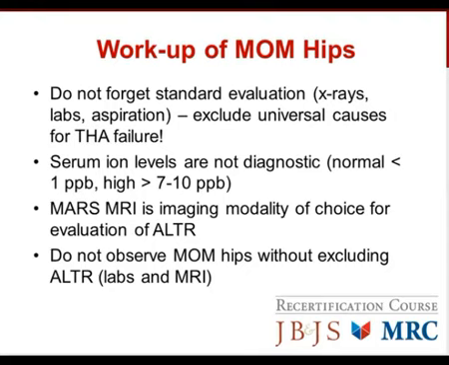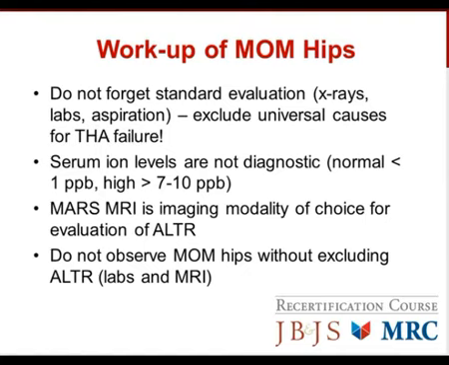Number one is do not forget the standard evaluation of all painful total hip arthroplasties. Just because a patient has a metal-on-metal hip does not mean that their failure is due to that metal-on-metal bearing. So the typical causes for failure, such as infection, should always be investigated in these patients. When it comes to serum metal ion levels, we know that they're not diagnostic. Normal is somewhere less than 1 part per billion. When they get above 7 to 10 parts per billion, we start to get worried. But we know that metal ion levels cannot be used in isolation to diagnose a problem with a metal-on-metal hip. We've seen some patients with severe local soft tissue reactions with very low metal ion levels and vice versa.